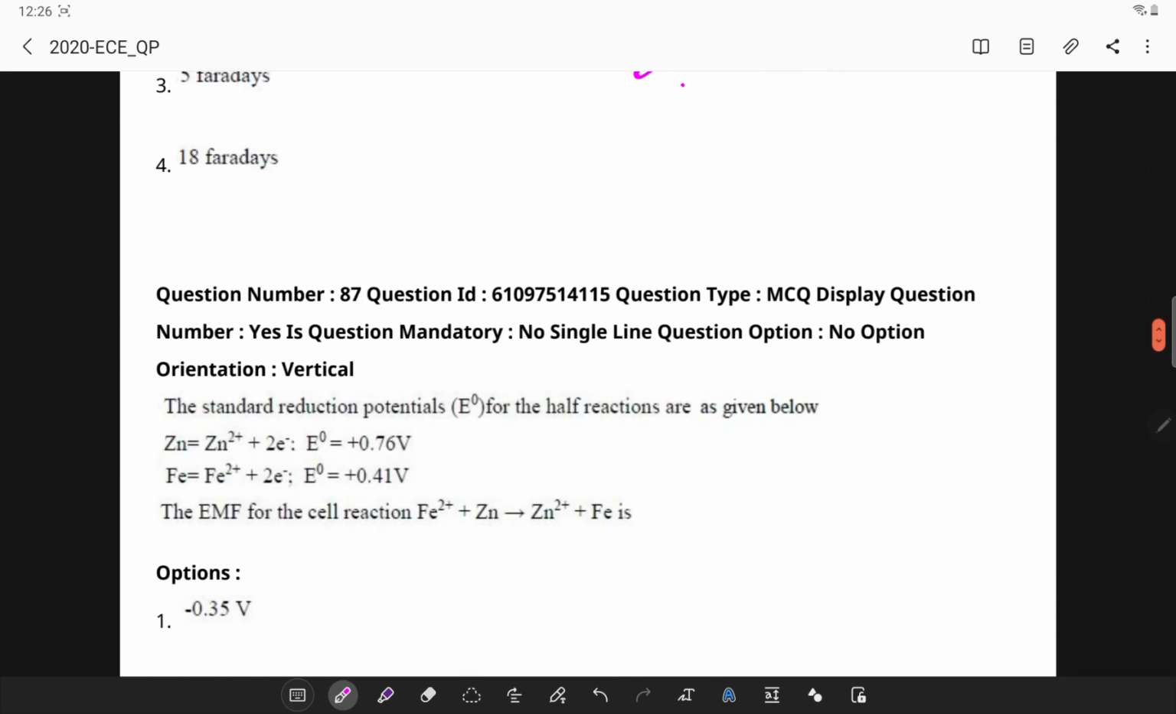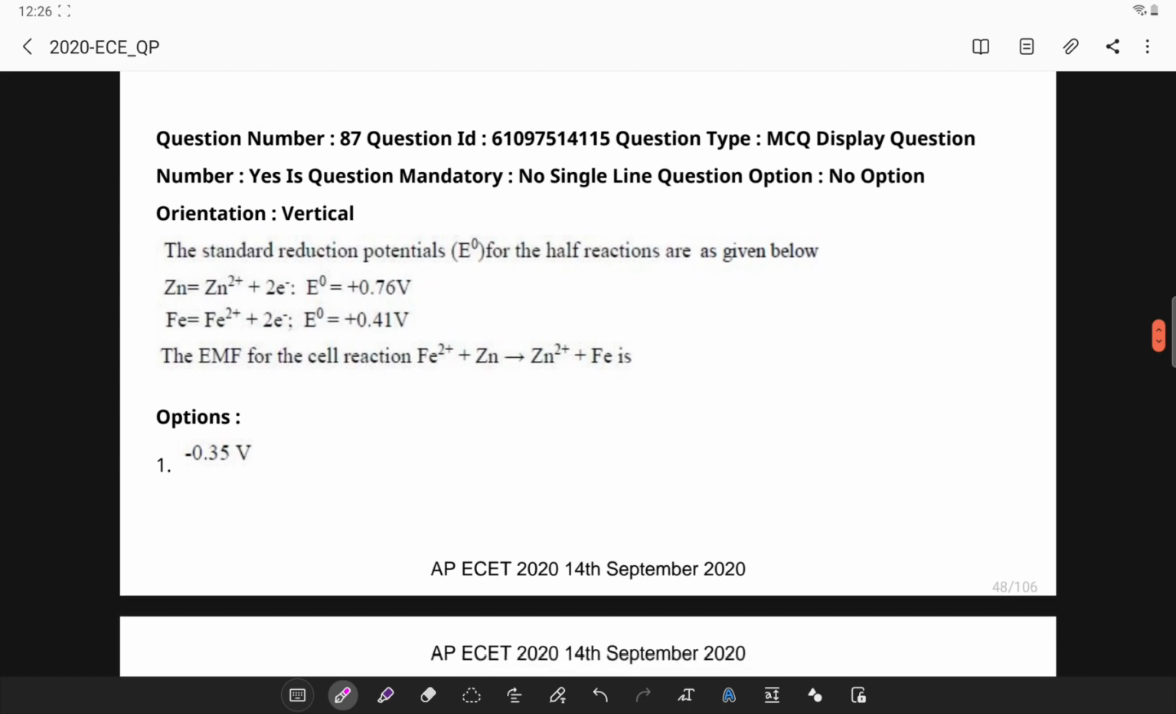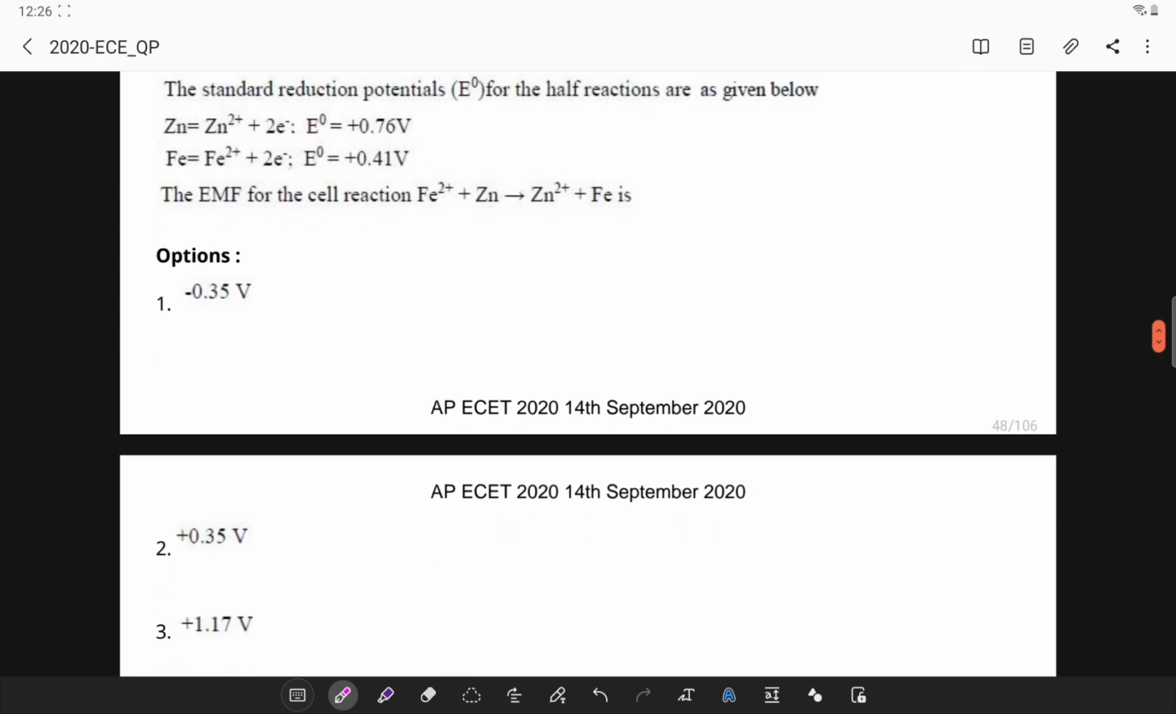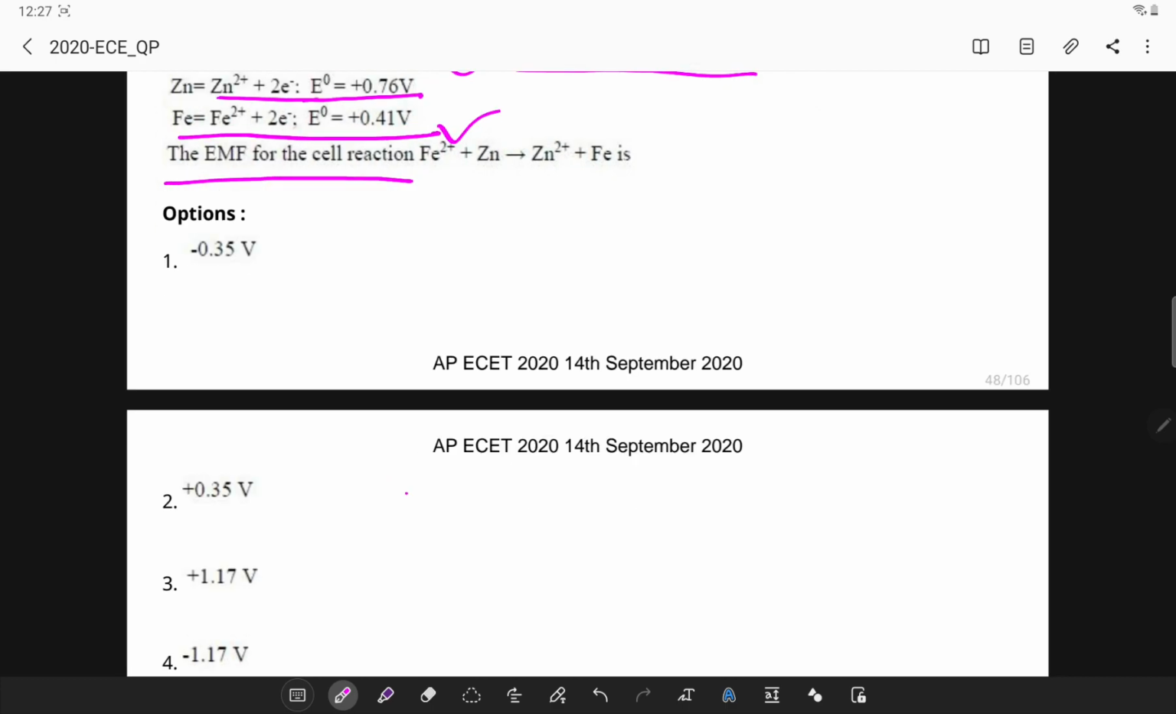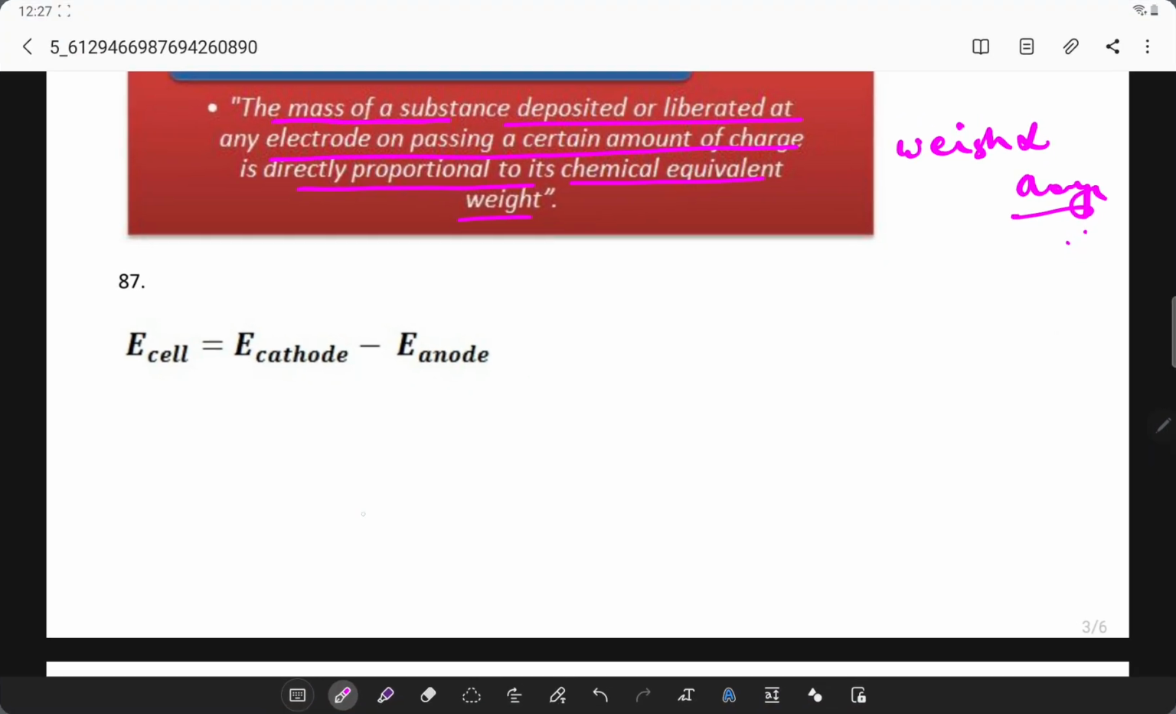Next, see this. The standard reduction potential E naught has half reactions. Here E naught is plus 0.76, and for iron it is plus 0.41 volts. Now the EMF is asked in this question. Here the EMF equation is given by E cell is equal to cathode minus anode.